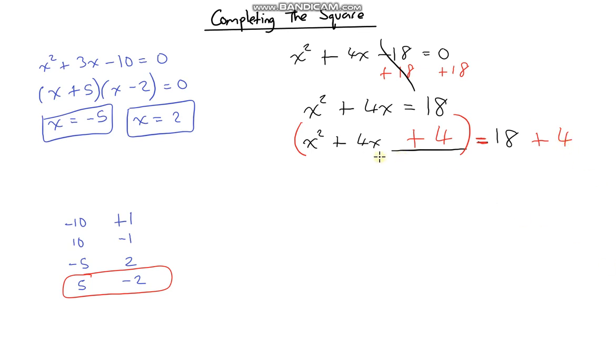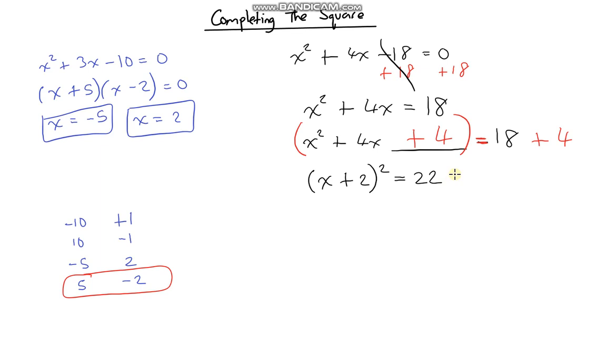Now we can factorise this. This factorises nicely now. So this is x plus 2 squared. 2 times 2 is 4, 2 plus 2 is 4. And then that equals 18 plus 4, which gives us 22. So we have completed the square. That's the first step. Now we just need to solve the equation.